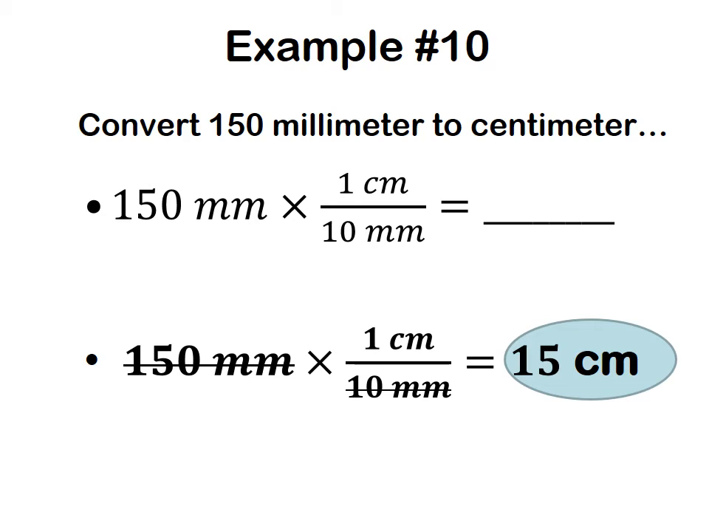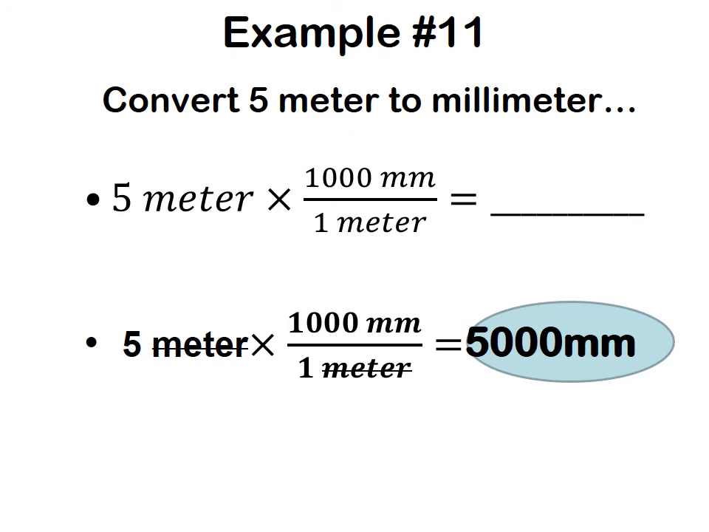Same, convert 150 millimeter to centimeter. So we need to cancel millimeter, and then we will get centimeter. Whatever we need, we will keep it up. So millimeter will be cancelled, and we will get the answer 15 centimeter.